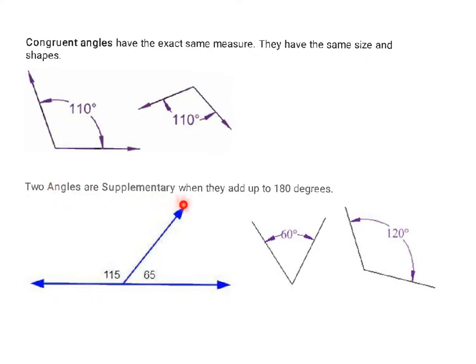Now, two angles are supplementary when they add up to 180 degrees. So you could have two scenarios. You could have a set of adjacent angles that are supplementary and they're going to create a line. Or you could have non-adjacent angles so they don't touch. They don't share a side and vertex, and then they're still going to add to 180 degrees. So both these pairs are examples of supplementary angles.